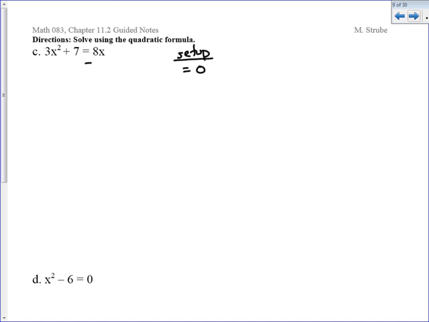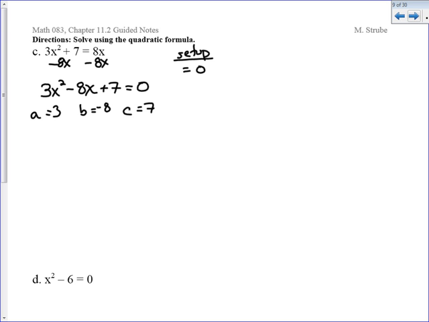Subtract 8x. And when I subtract the 8x on the left side, where should I put it? Yeah, in the middle, so that I see that descending order. 3x squared minus 8x plus 7 equals 0. It's not the end of the world if you don't, but then you have to be very careful when you pick out A, B, and C, because A, B, and C are not just first, second, third, which we'll see on our last problem. A is always with x squared, B is always with x, C is always a constant. So I have A is 3, B is negative 8, and C is 7.